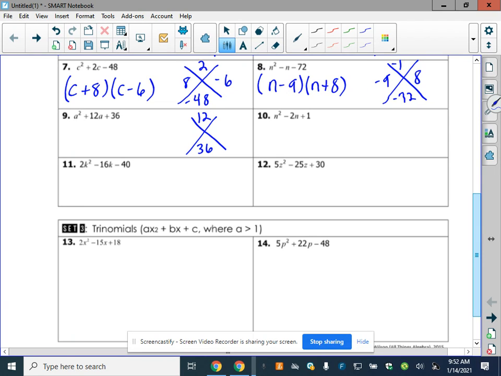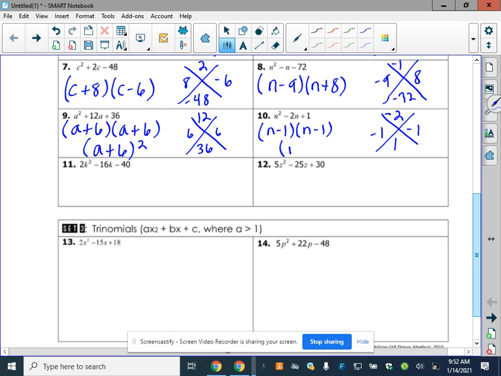Number 9, I want to know what multiplies to 36, adds to 12, which is 6 and 6. So that's n plus 6, n plus 6, or I could write it as n plus 6 squared. Number 10, I'm looking for what multiplies to 1, adds to negative 2. That would be negative 1 and negative 1. That's n minus 1, n minus 1, which can be written as n minus 1 squared.